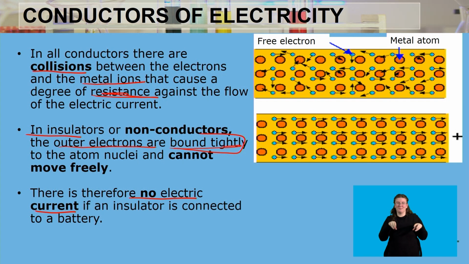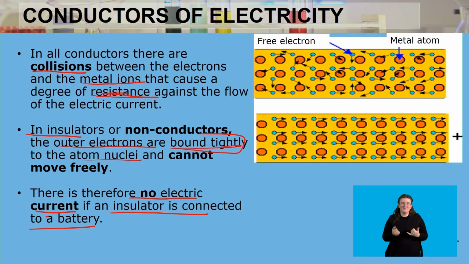It is because of those electrons that are tightly bound to the atom nuclei and are not able to move freely. Because of that, there is no electric current if an insulator is connected to a battery. Because we said in metals, once we connect that metal to a battery, there's going to be movement of electrons towards the positive terminal. And because of that, we are generating the electric current.